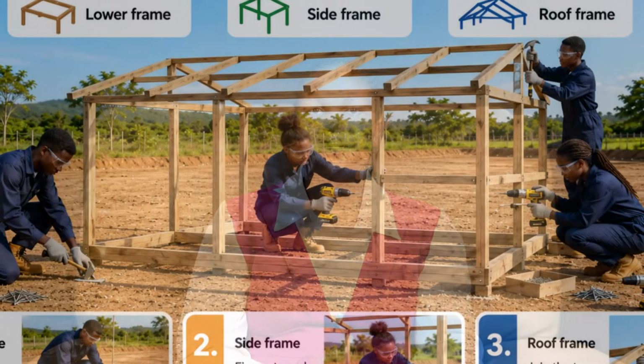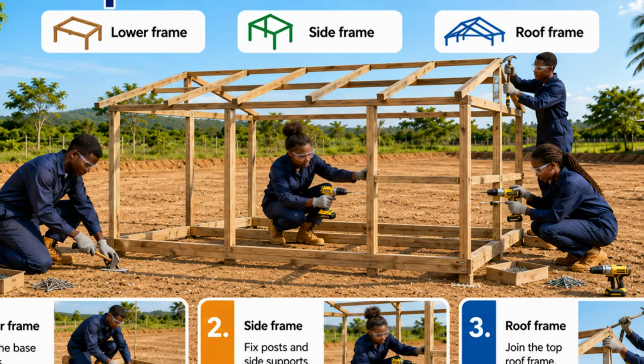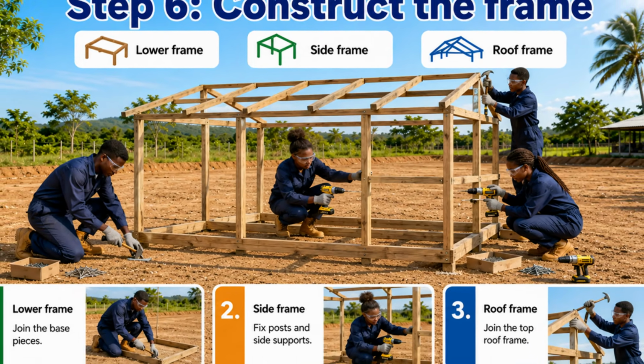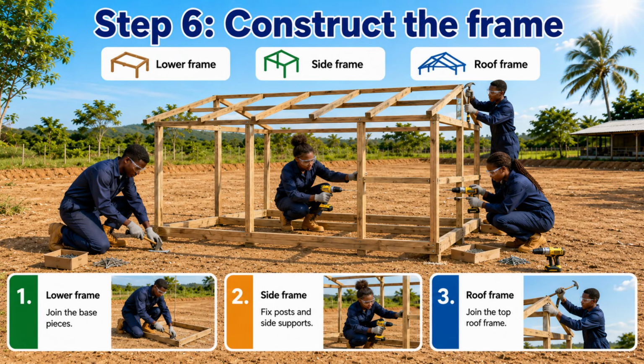Then step number 6 is to construct the frame. And in this step, join the posts using wooden planks or strong poles. So make the lower frame, the side frame and the roof frame. And then use nails or screws to join the pieces. Then check that the frame is strong and also very straight. So by the time you are done with step 6, you have the frame ready.